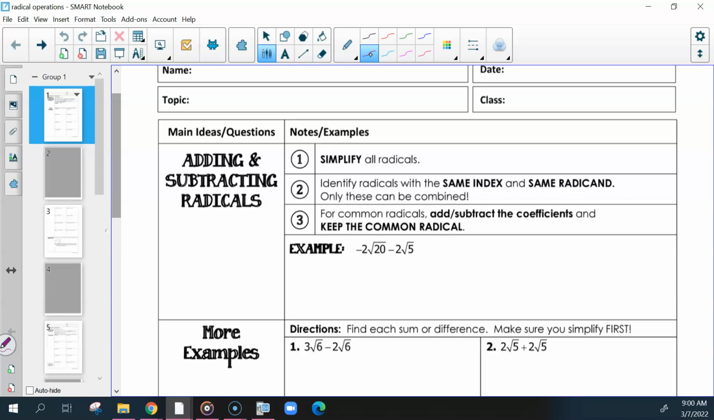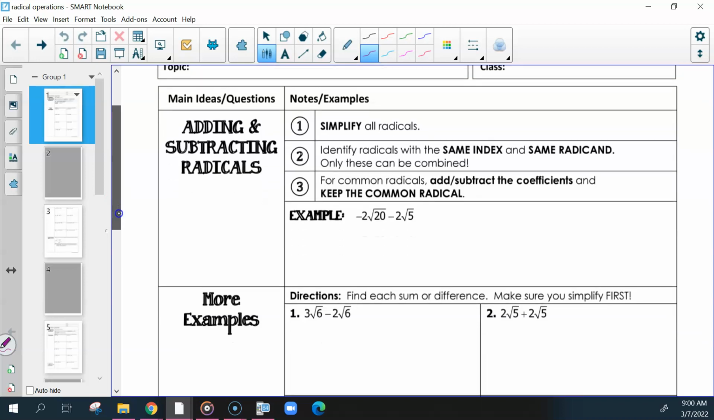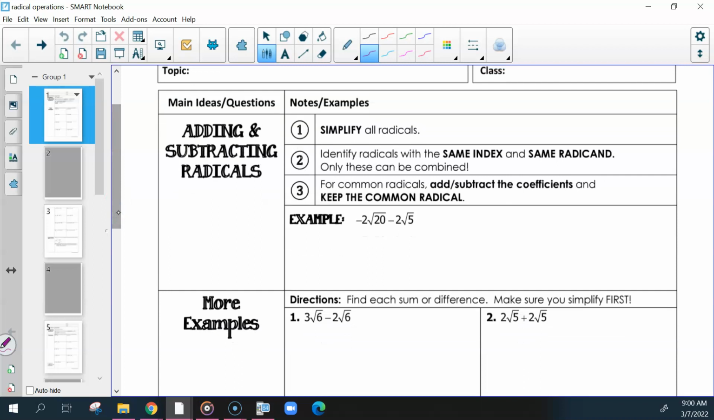Think about this like terms. You can't add an x and a y together. You can't add the square root of 2 and the square root of 3 together. They're 2 different things. So once it's simplified and they have the same thing, then we can add or subtract the numbers on the outside, so the coefficients. But whatever's inside will stay the same. It's like when you add 3x and 5x, it's just 8x. You keep the x, and you're really just adding the numbers. Same thing here.